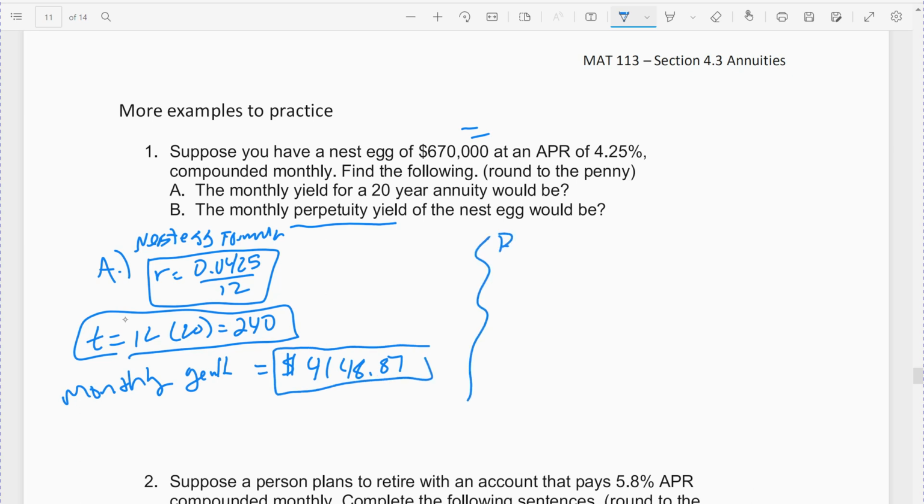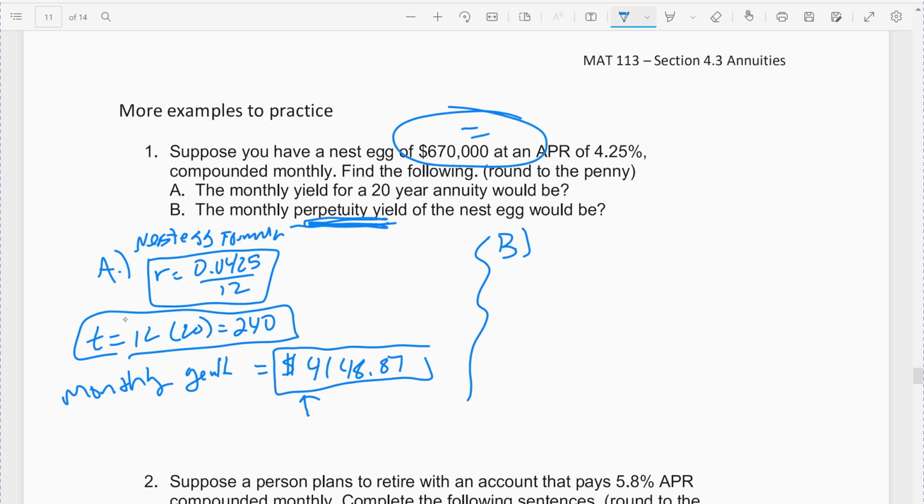B is a completely different problem. Alright, B is asking you, if I have my nest egg, this is how much you would take out every month if you're taking out both the interest and some of the principal, which means at the end of 20 years, 0 will be left in the account. The other question is asking, well, what if I just pull off the interest from my nest egg and I don't touch that money, so I've got the same amount of money in there every month? I leave the $670,000 alone, and I only take out the interest from that.